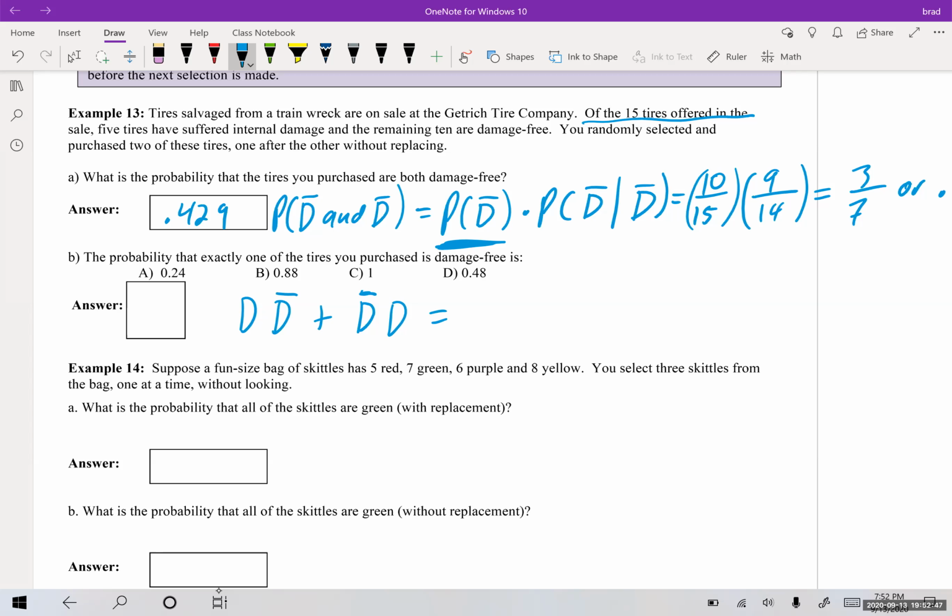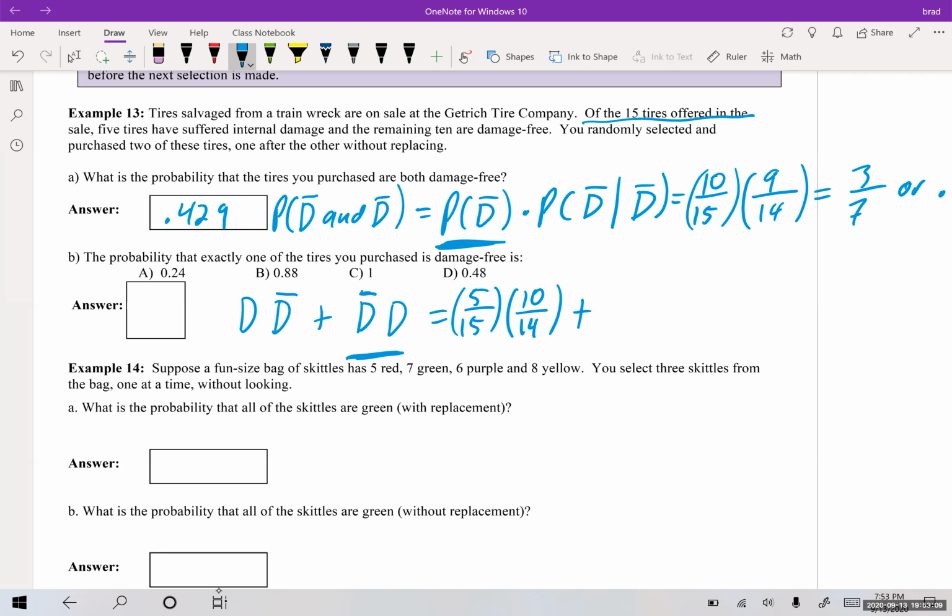So the first one is, what's the probability of damaged? 5 out of 15, right? What's the probability of damage-free? 10 out of 14, right? Because there's only 14 tires left, but there's still 10 damage-free. Plus the other situation, now I'm doing this one. What's the probability of, if we do this new event, damage-free, right?